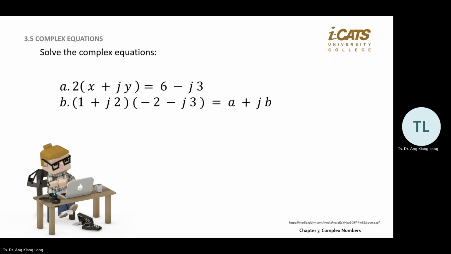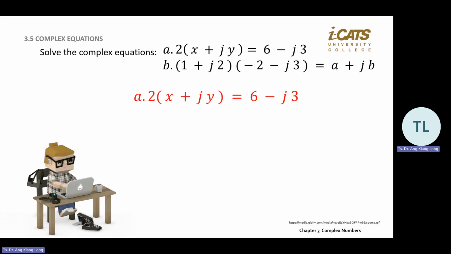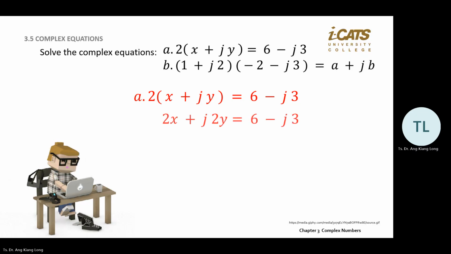Okay, who don't know? This is quite direct. I show you, but the answer is on the screen. So it's just a comparison. Let's say the first one, you expand the bracket here. Then you know the real part is 2x equal to 6, and then the imaginary part is J3. So your 2y equal to 3, 2x equal to 6. Then solve the linear equation.